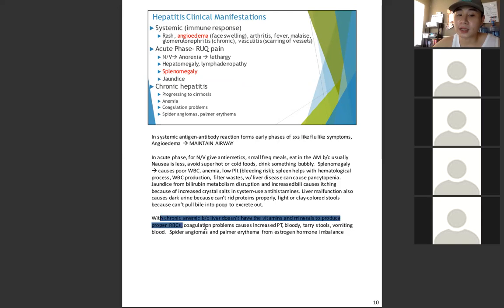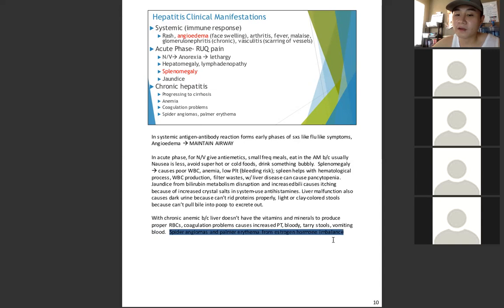And also coagulation problems cause increased platelet prothrombin time, bloody tarry stool, vomiting blood, spider angioma and palmar erythema from estrogen hormone imbalance.